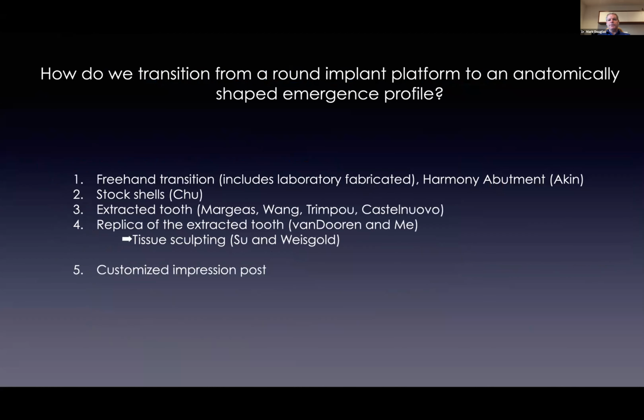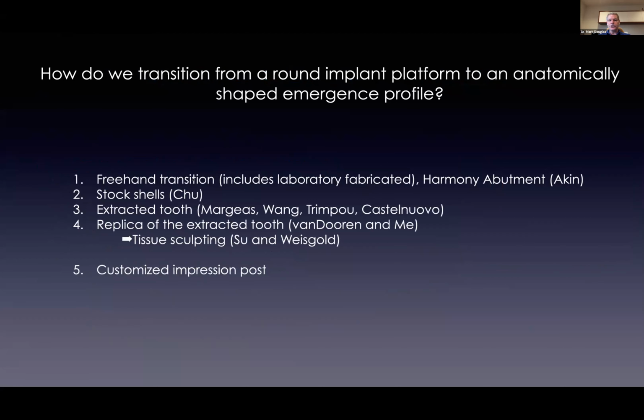So how do we transition from a round implant platform to an anatomically shaped emergence profile? The implant's round, the tooth is not. So we need to transition to an anatomically shaped emergence profile. We've got 4 options. These are the 4 options. And the last one is, how do we capture all this information that we've just spent months creating into our final impression and ultimately our final restoration.